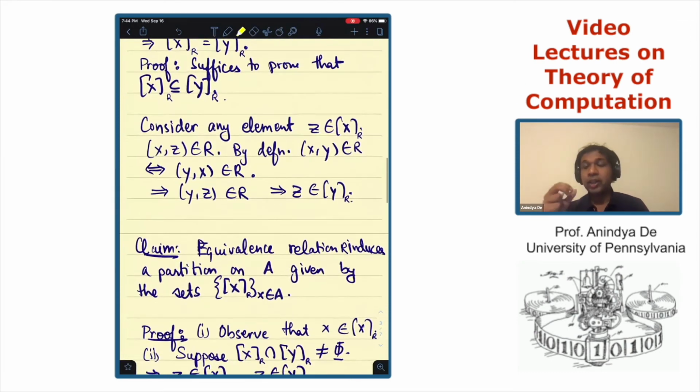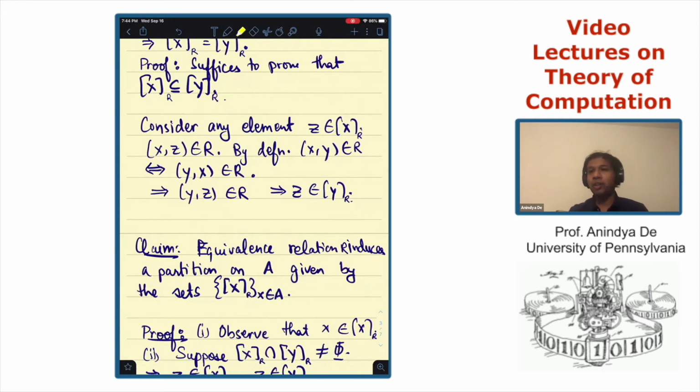Now, a very important property is that an equivalence relation R induces a partition on the set A in the following manner. If you consider, for every element X in the ground set A, the equivalence class of X, this defines a set of elements. This collection of sets is a partition. It partitions the whole universe, ground set A, into disjoint subsets whose union spans A. So it partitions A.